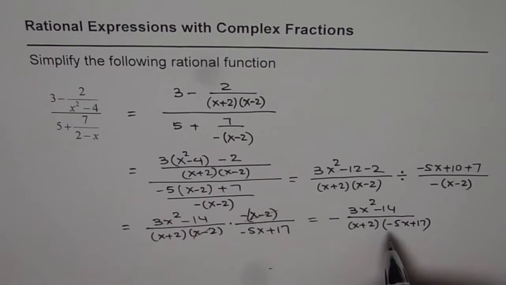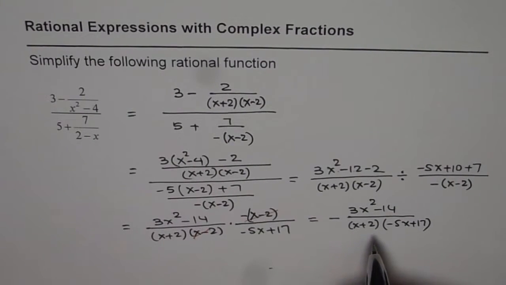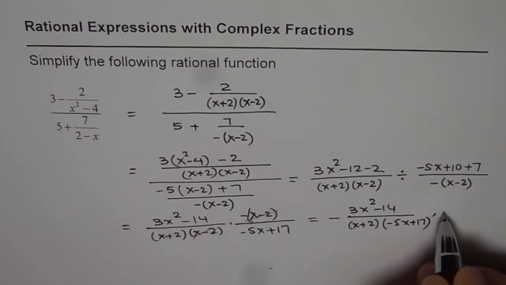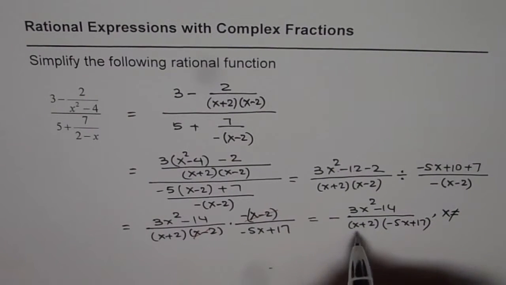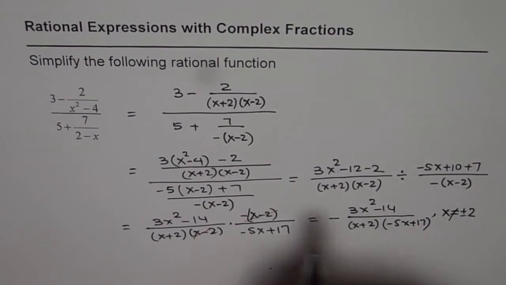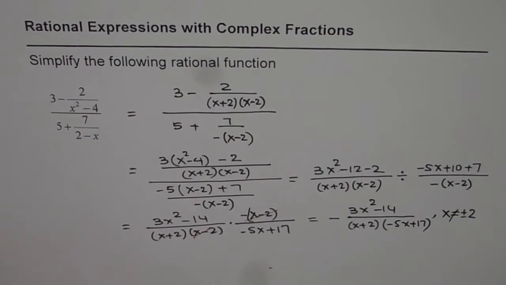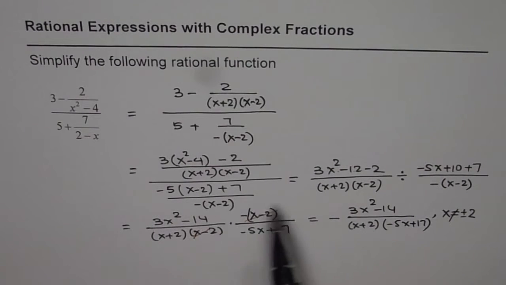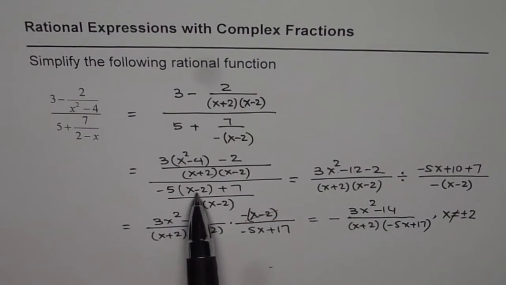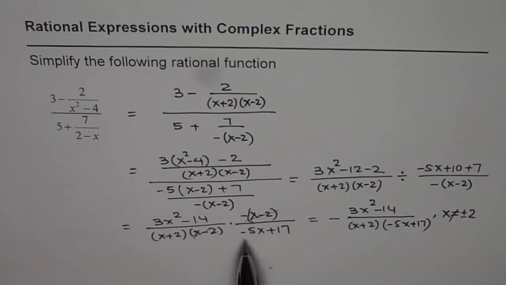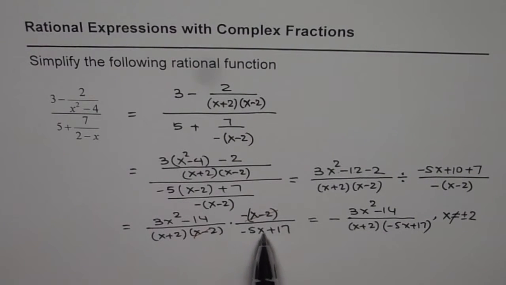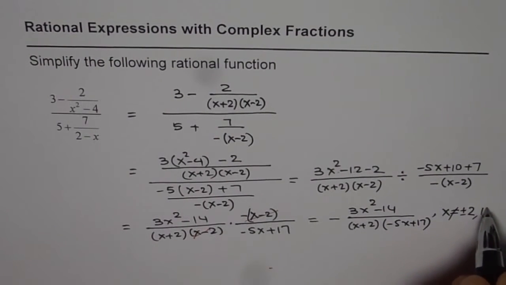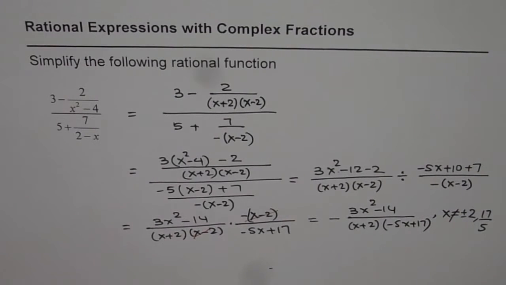Now here we should also write restrictions. So restrictions here are that x is not equal to plus and minus 2, since that makes it 0 here, and also the numerator, which was this part, right, which we simplified here, x cannot be equal to 17 over 5. So these are the two restrictions for us, right? So that is how we can write it in the simplified form.